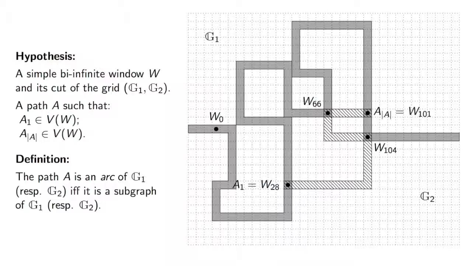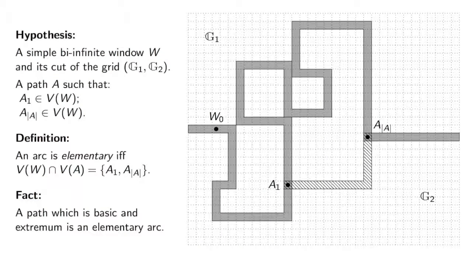Here we have an arc which is never basic nor extremum. Consider another arc A of G2. In this new example, A is basic, but the arc A is not extremum. Here we have an example of a basic arc which is not extremum. Consider this new arc A. Here this arc is extremum, but it is not basic. Here we have an example of an extremum arc which is not basic.